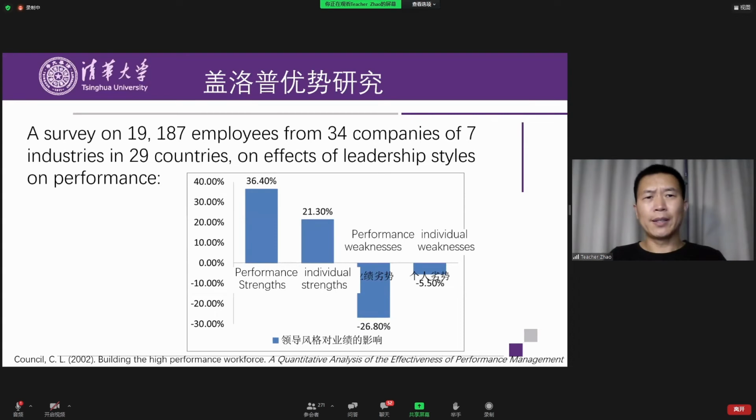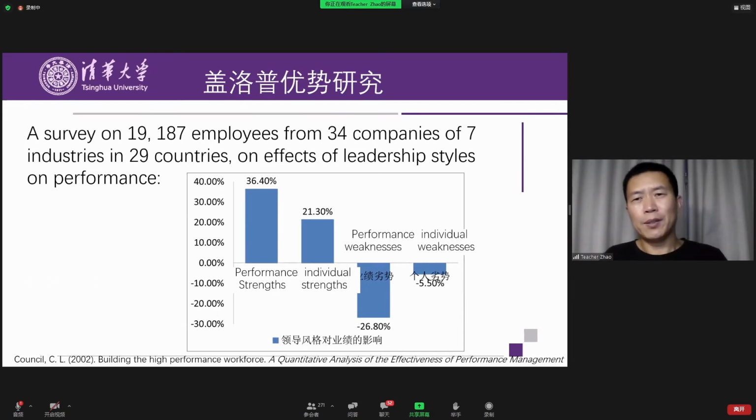One of them is the Gallup study. Gallup had a survey of about 20,000 employees from 34 companies of 7 industries in 29 countries. They were investigating the relationship between leadership styles and performance. Leaders can either focus on their employees' strengths or weaknesses. For example, on their performance, they can say, okay, you did great last year.